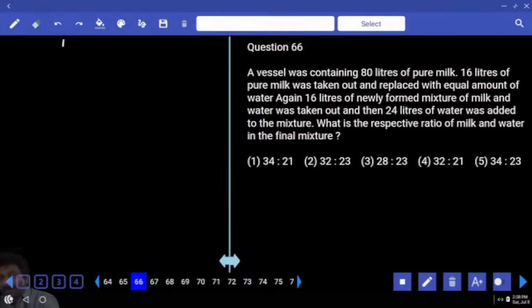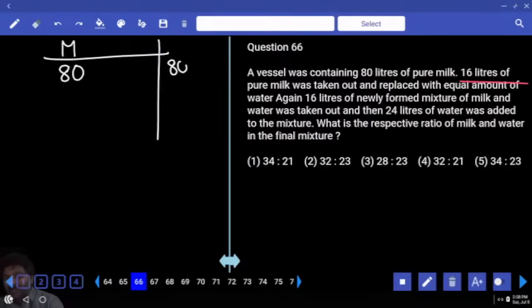I am talking about only water now. How many liters of milk we have? Milk. Let us talk about only milk. How many liters of milk we have? 16 liters is taken away and replaced with equal amount of water. So after replacement, again the total quantity is going to be 80 liters. Correct? How many liters taken away?